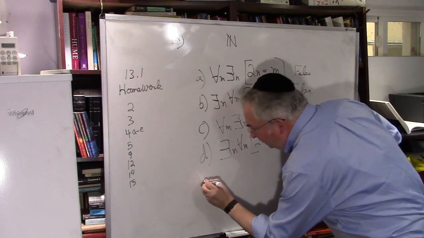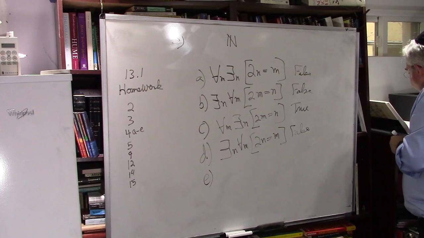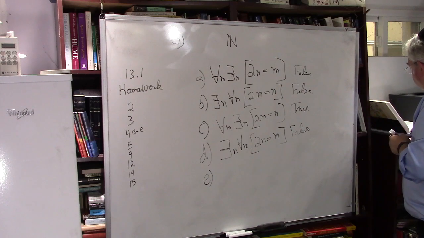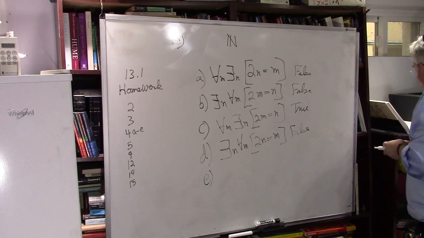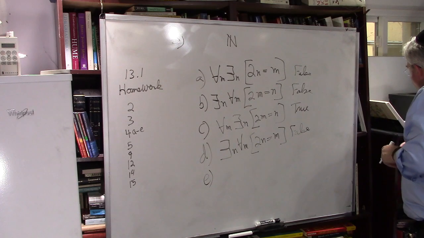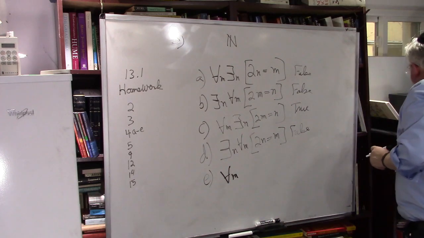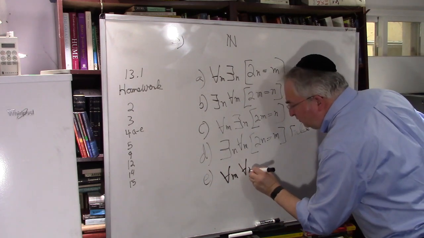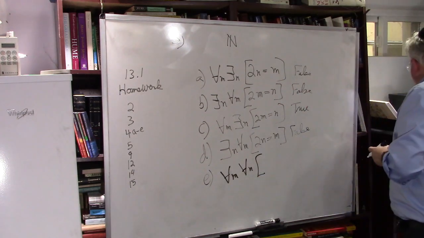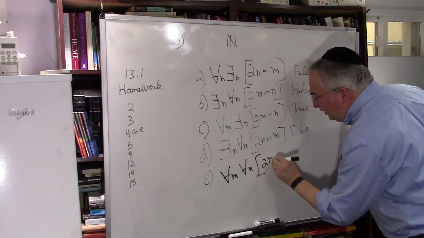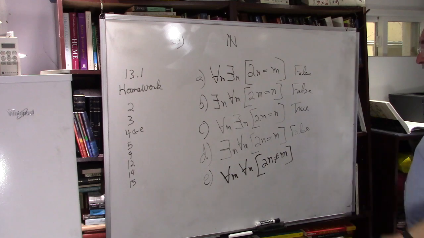Okay, finally, E. I think we did E. What is E? E says for all m, for all n, it's false that 2n is equal to m. Okay? This is false.